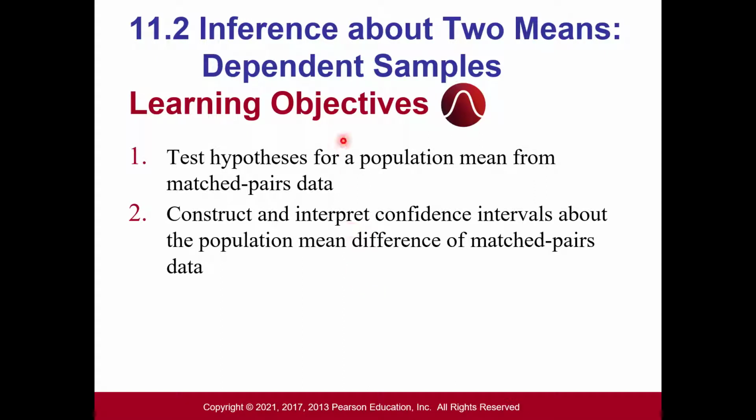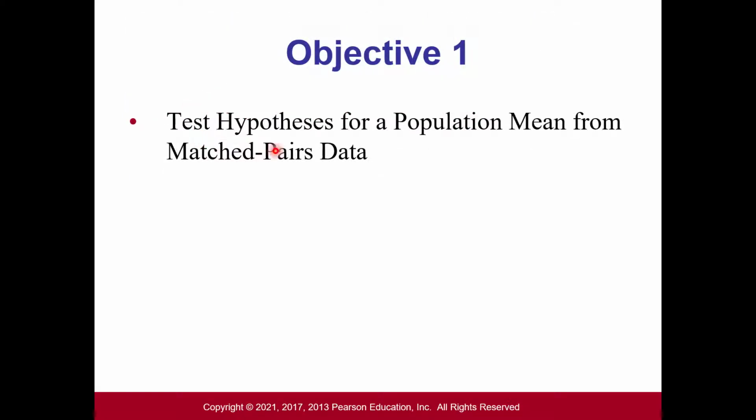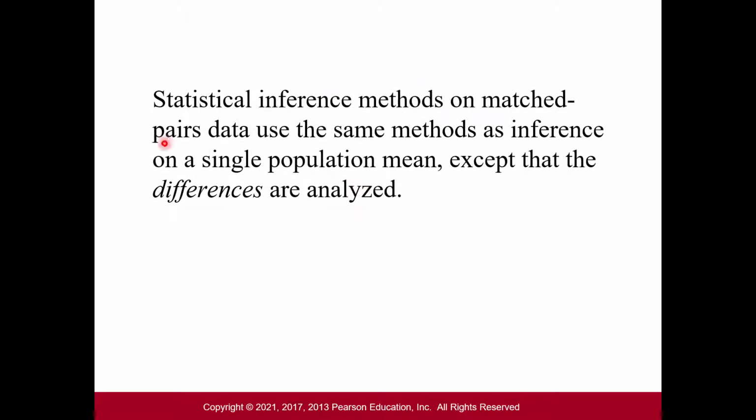Hi everyone, in this video we're going to be talking about inference about two means, specifically for dependent samples. So we're going to start by talking about testing hypotheses for a population mean from matched pairs data, which is just another way to say that we have dependent samples. Statistical inference methods on matched pairs data use the same methods as inference on a single population mean, except the differences are analyzed. We've done hypothesis testing on single population means, so this is going to seem familiar in a way for some of the processes.